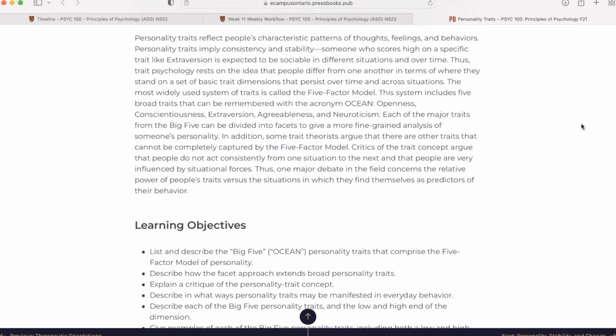In addition, some trait theorists argue that there are other traits that cannot be completely captured by the five-factor model. Critics of the trait concept argue that people do not act consistently from one situation to the next, and that people are very influenced by situational forces. Thus, one major debate in the field concerns the relative power of people's traits versus the situations in which they find themselves as predictors of their behavior.